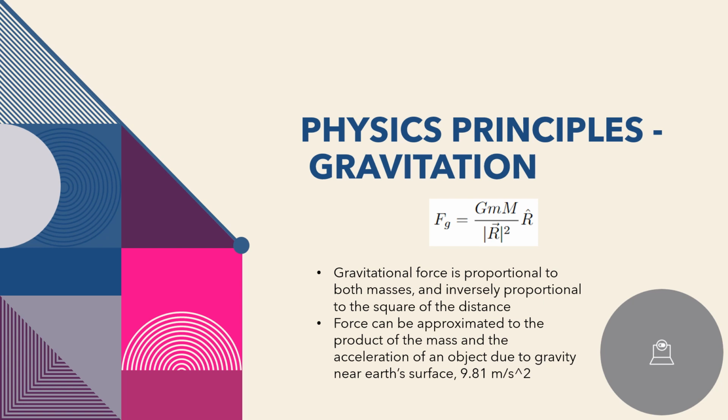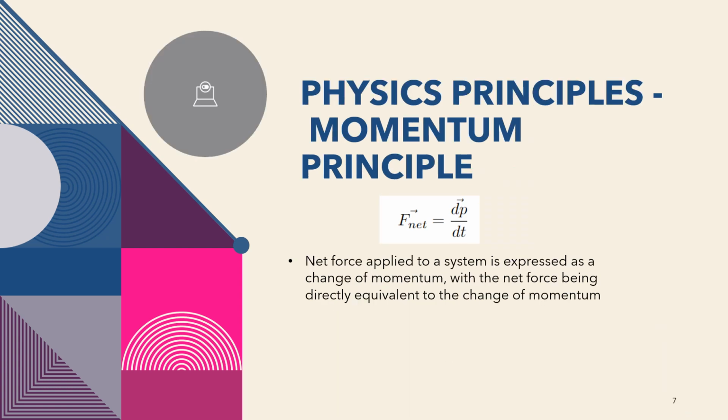The models I took a look at to go further into it are, to start with, gravitation. Gravitational force is proportional to both masses and inversely proportional to the square of the distance, and most importantly can be approximated to be the product of mass and acceleration of an object due to gravity near Earth's surface, which is about 9.81 meters per second squared. The momentum principle states that the net force applied to a system is expressed as a change of momentum, with the net force being directly equivalent to that change of momentum.